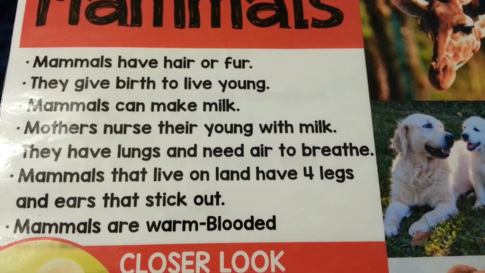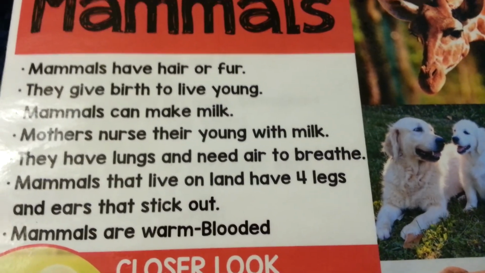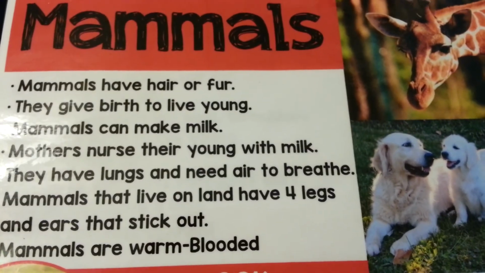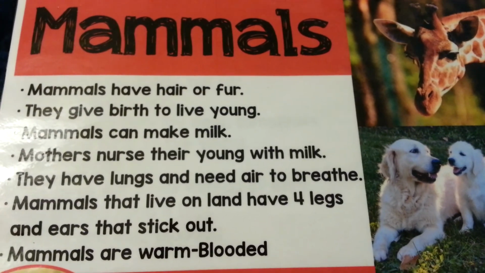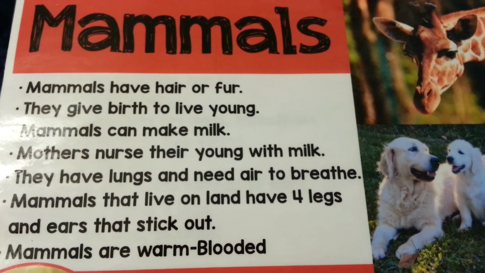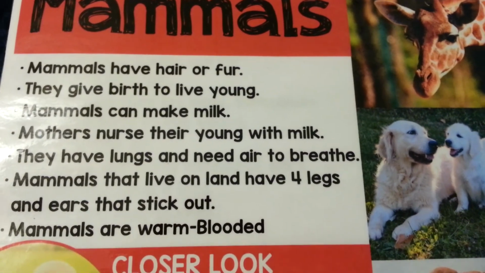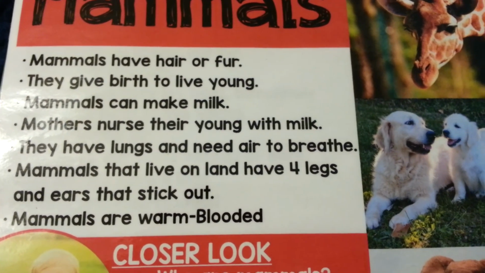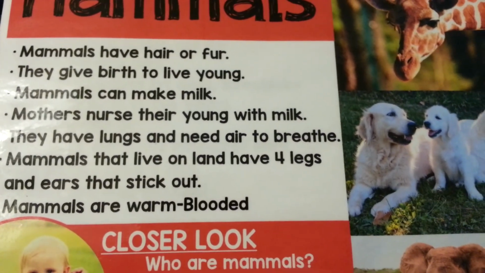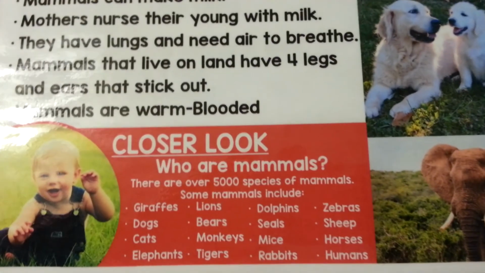They have lungs and need air to breathe. Okay? There's a lot of animals that do have lungs. Even amphibians eventually have lungs. Mammals live on land and have 4 legs and ears that stick out. Not all mammals have 4 legs, though. Mammals are warm-blooded.